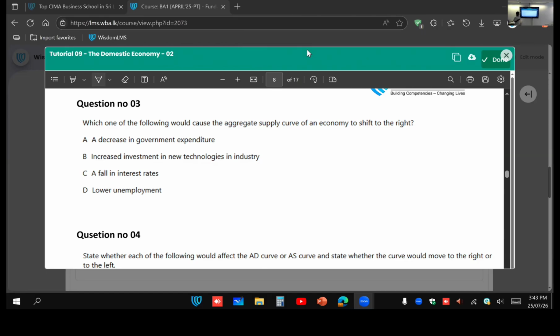Not applicable. It's for the aggregate demand curve. Increased investment in new technologies in the industry? Correct. A fall in interest rates? Fall in interest rates? No. Lower unemployment? No. So answer would be B.